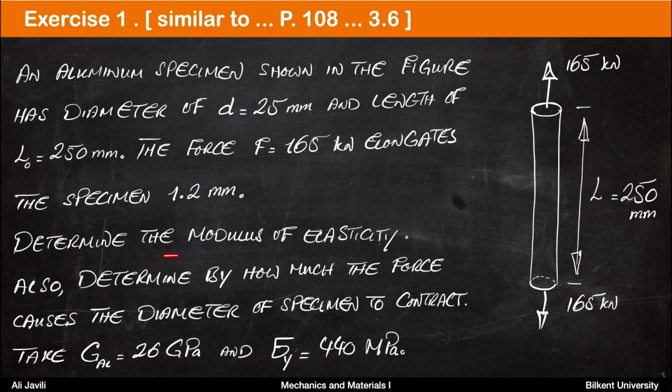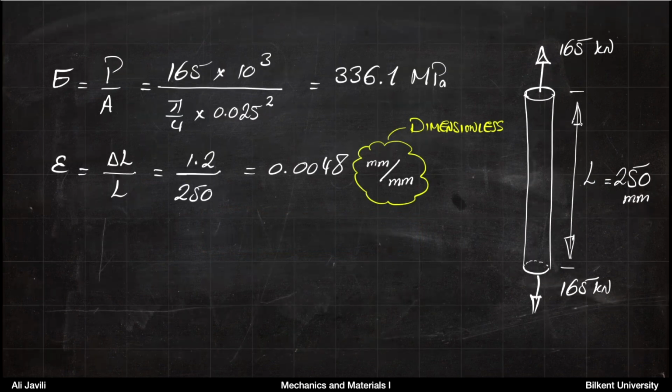Determine the modulus of elasticity, and also determine by how much the force causes the diameter of the specimen to contract. Take the shear modulus for aluminum as 26 gigapascals and the yield stress for the normal stress as 440 megapascals. Note that we do not have the modulus of elasticity given, but we can calculate it from the first part of the example.